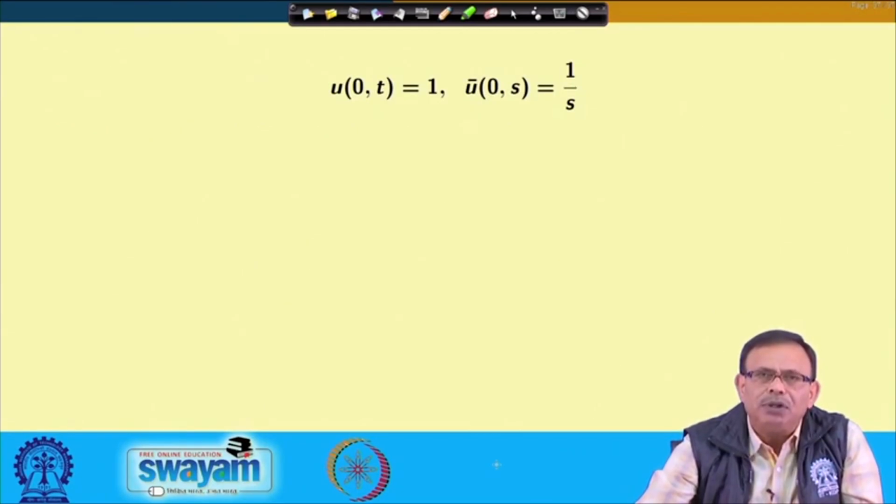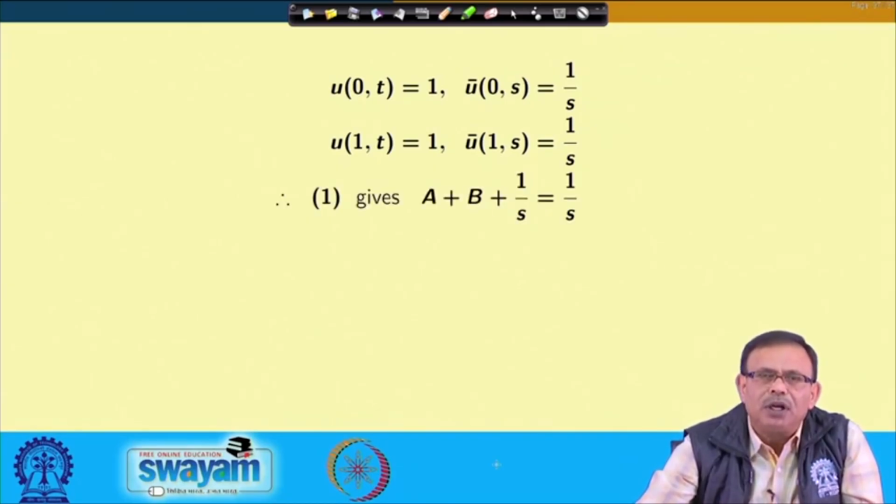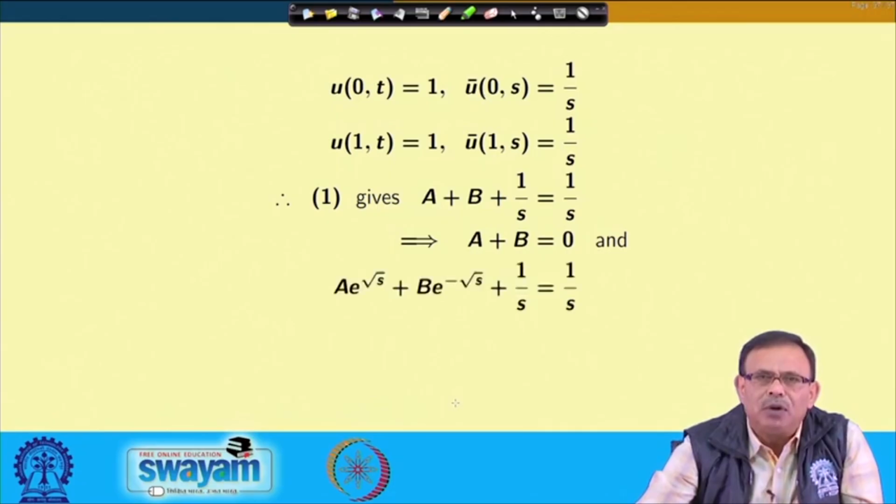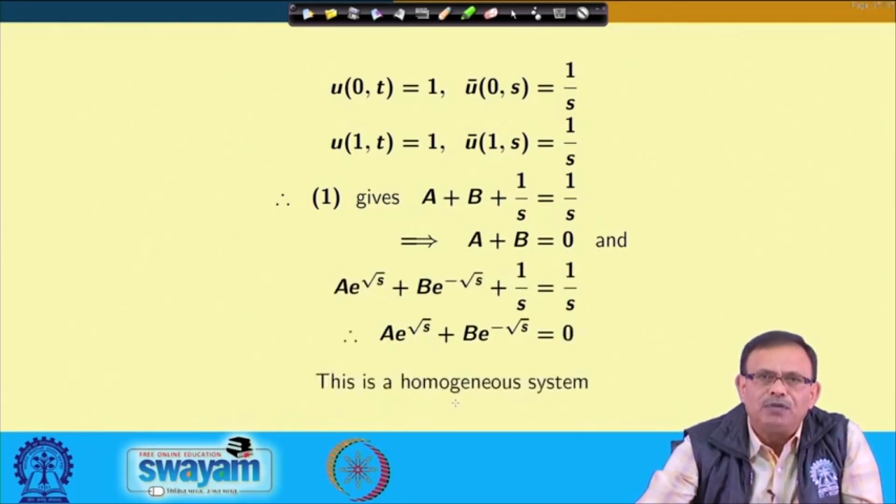One condition I know: u(0,t) equals 1, so that u bar(0,s) will be equal to 1 by s, and you have u(1,t) equals 1. From here you can obtain u bar(1,s) equals 1 by s. If I put the first condition in equation 1, u bar(0,s) equals 1 by s, you will obtain a plus b plus 1 by s equals 1 by s, or a plus b equals 0. And if you put the second condition, you will obtain a e to the power root s plus b e to the power minus root s equals 0.